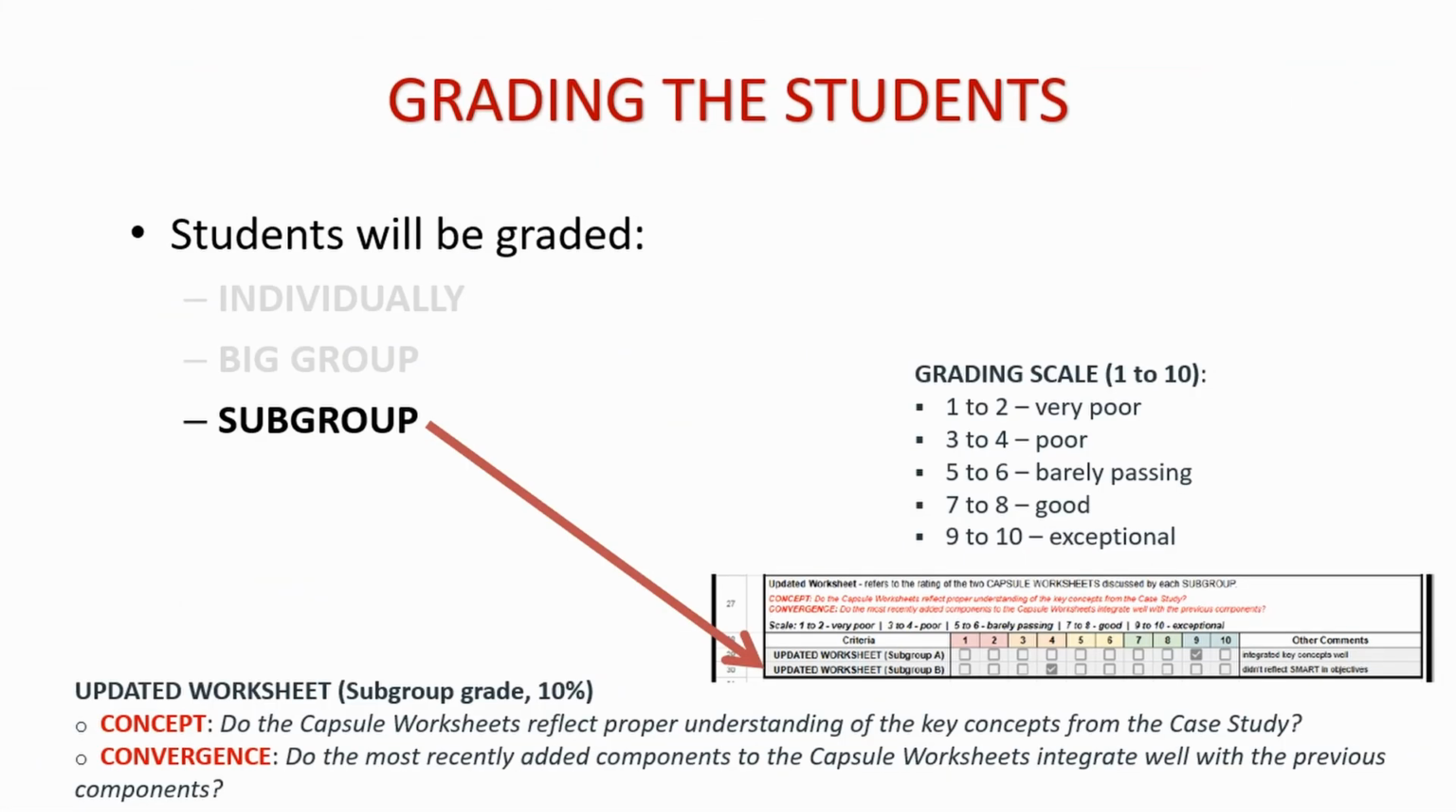Now, their grading scales for the big group and the subgroup grades will be a Likert scale from 1 to 10, 10 being the highest. And the MPL for the big group and the subgroup grades are both at 6 or 60%. Now, the subgroup grades will comprise 10% of the entire SGD score.